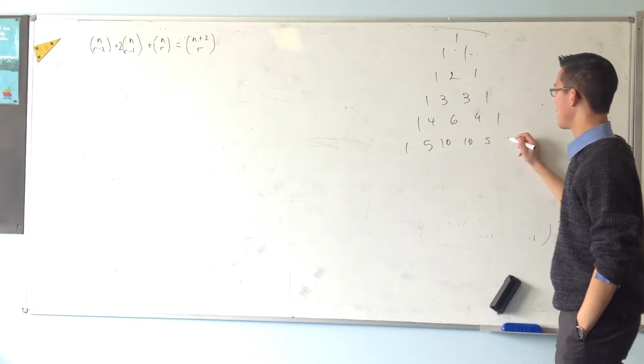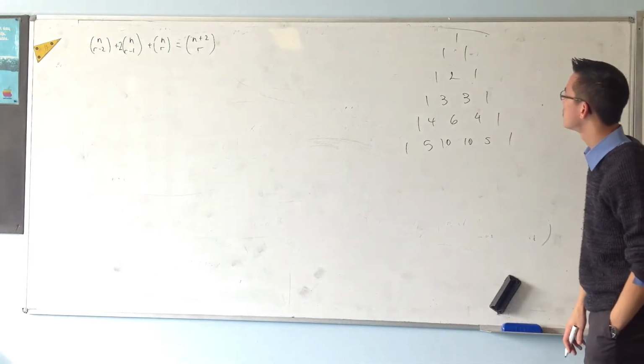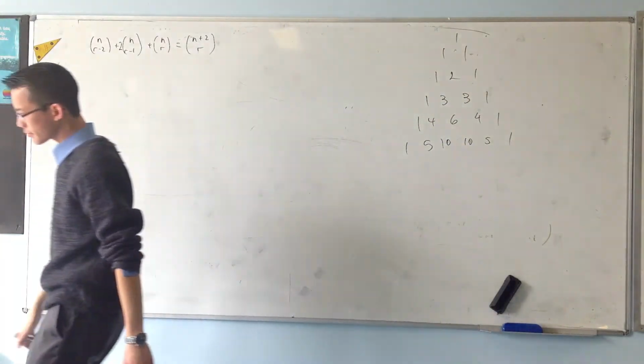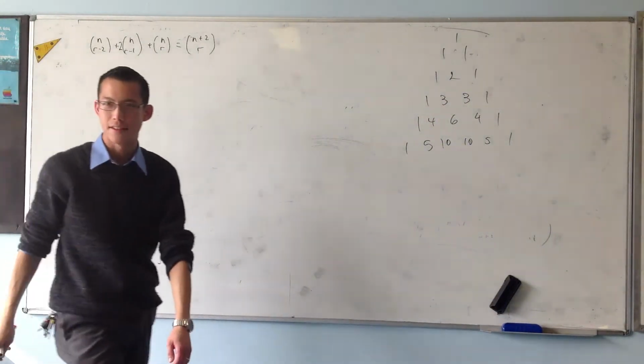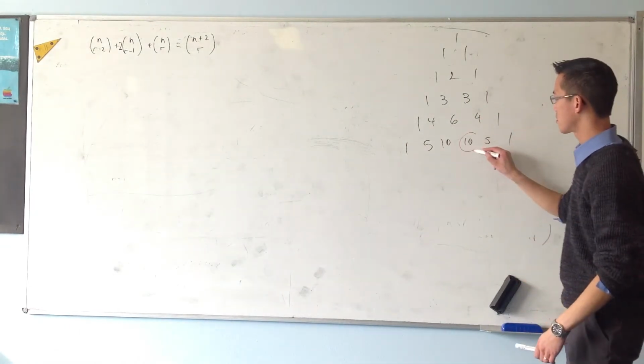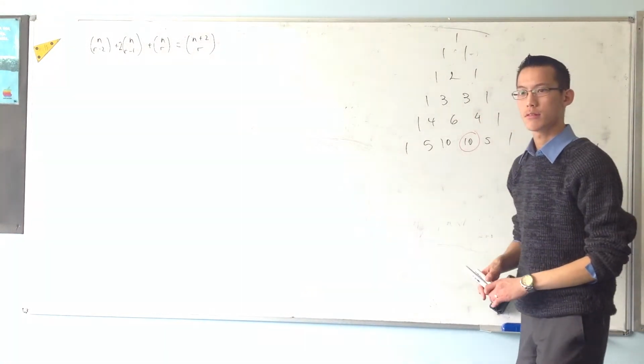Let's stop, say, yeah, here will do. Okay. Now let's pick out a term. Like, say, one of the 10s in this bottom row here. Okay. Now, by the way, which row is this? Which row is this?